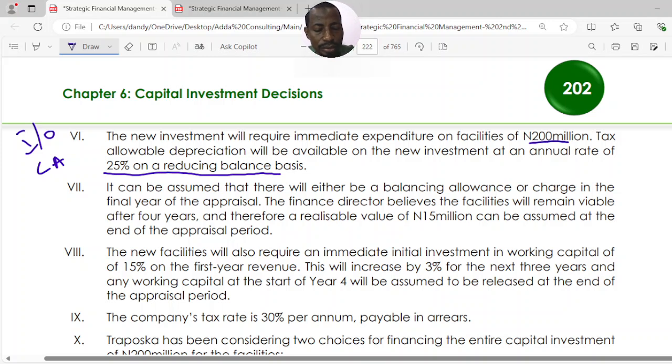Number 7, it can be assumed that there will either be a balancing allowance or balancing charge in the final year of the appraisal. The finance director believes the facility will remain viable after 4 years, and therefore a realizable value of 15 million naira can be assumed at the end of the appraisal. So scrap value or realizable value of 15 million naira is on that paragraph.